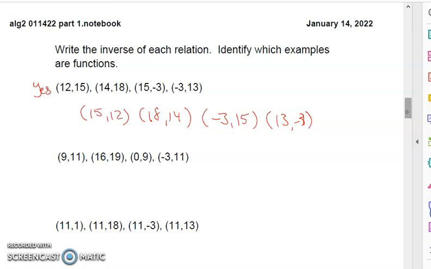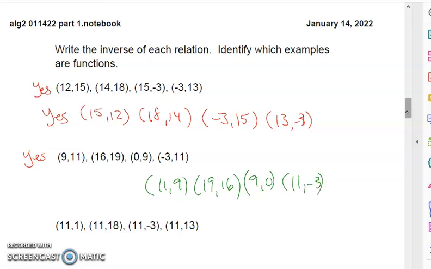And this also would be a yes because, again, each x value, 15, 18, -3, and 13, only shows up once. In the second problem, 9, 16, 0, -3, this is an example of a function. And then if I would do the inverse, it becomes 11, 9, 19, 16, 9, 0, and 11, -3. And this one would be a no, because the 11, as an x value, shows up twice.